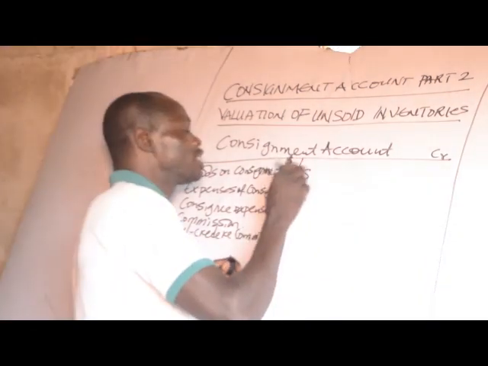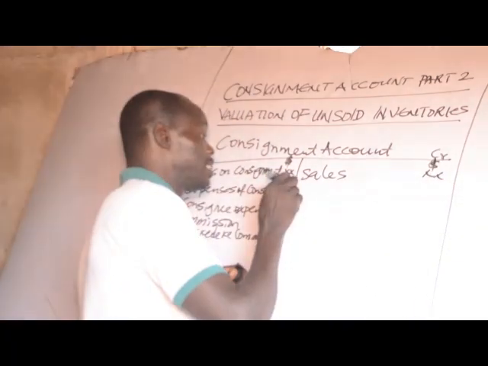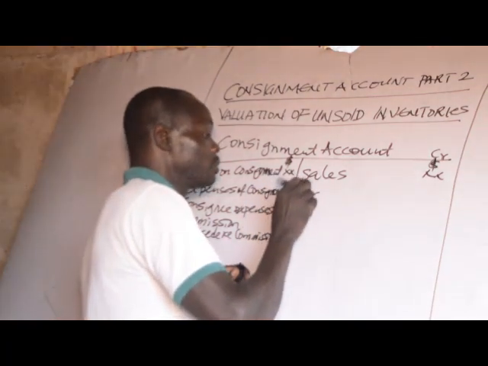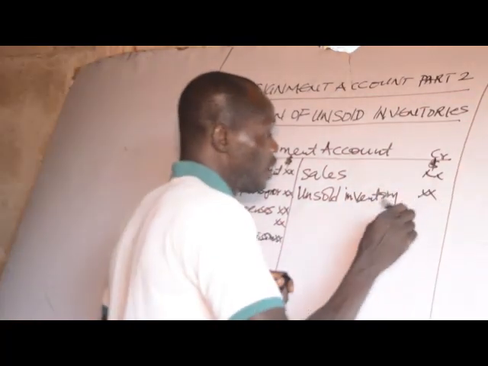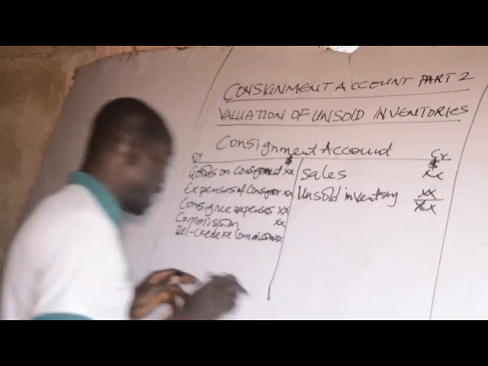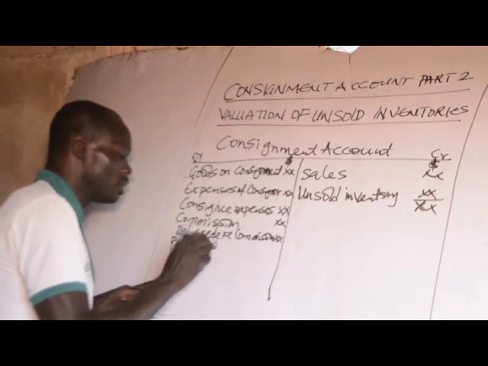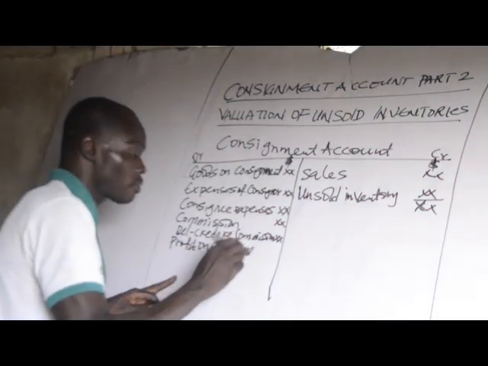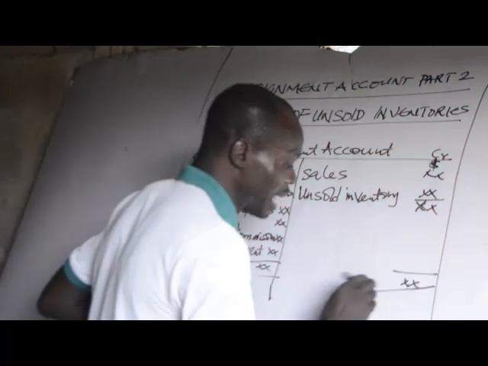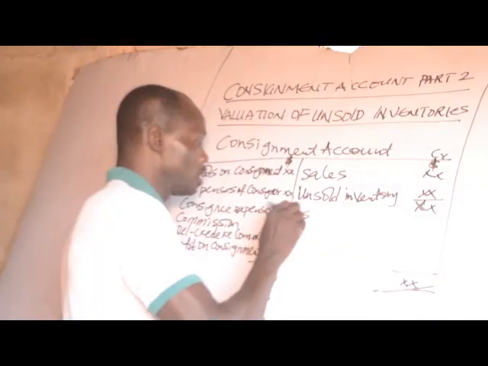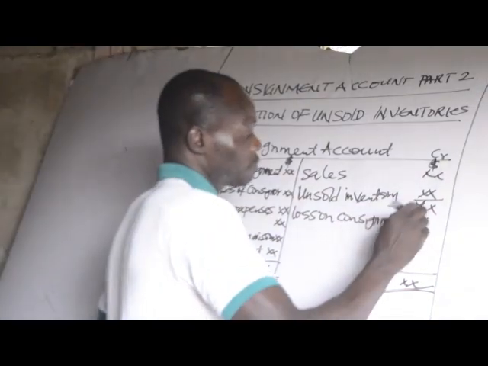And on the credit side, we have the sales and the value of unsold inventory. Upon this, the difference between the two sides: where the credit side exceeds the debit side, we have profit on consignment, and where the debit side exceeds the credit side, we have loss on consignment. So this is the consignment account.